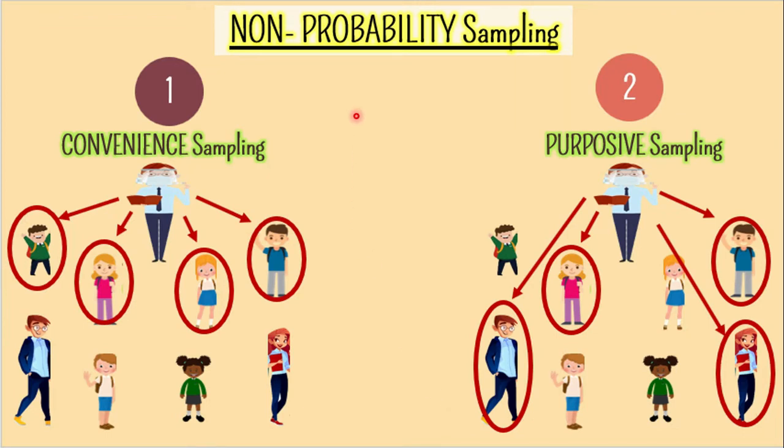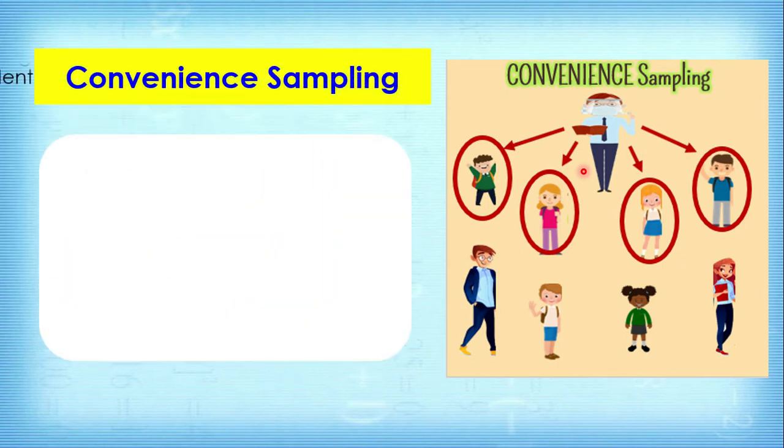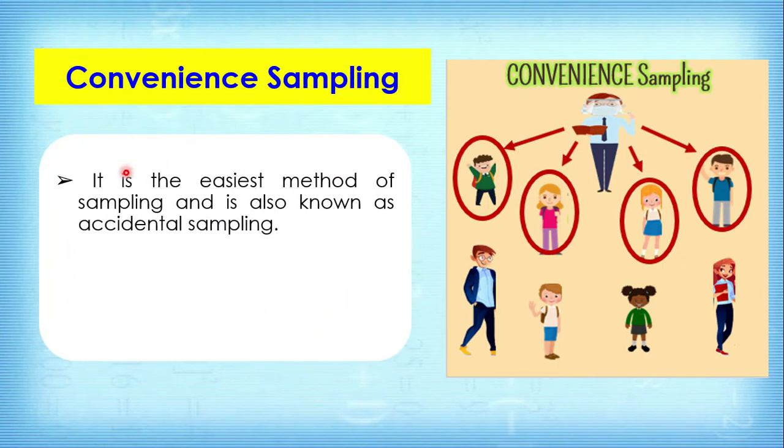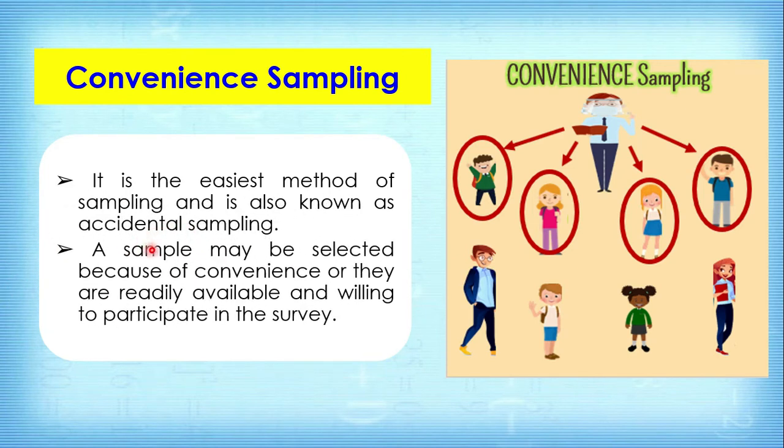Next is non-probability sampling. We have two. First, convenience sampling, and the second one is purposive sampling. For convenience sampling, it is the easiest method of sampling and is also known as accidental sampling. A sample may be selected because of convenience or because they are readily available and willing to participate in the survey. In this picture, the researcher or the principal selects the students standing near him.